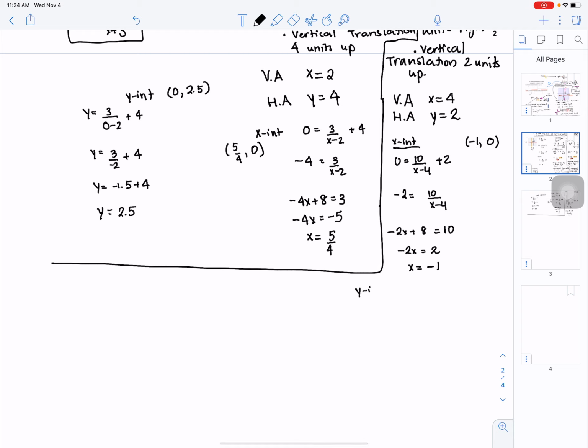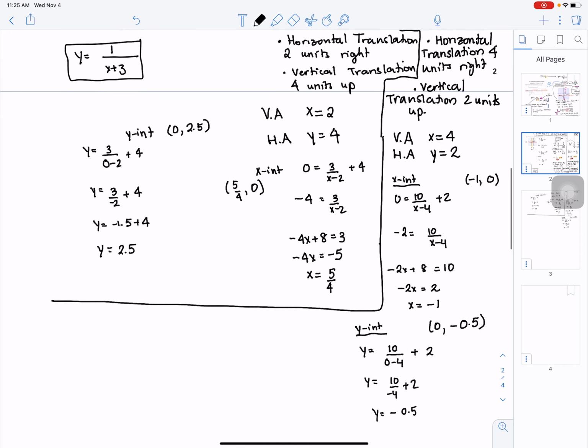To find my y-intercept, again, algebraically, I'm going to take my equation, sub in x is 0 this time, and solve for y. 10 divided by negative 4 plus 2. And that gives me negative 1/2, so negative 0.5. So my y-intercept is 0, negative 0.5. And that's pretty much the lesson.